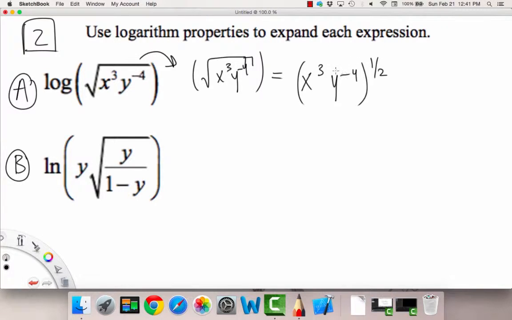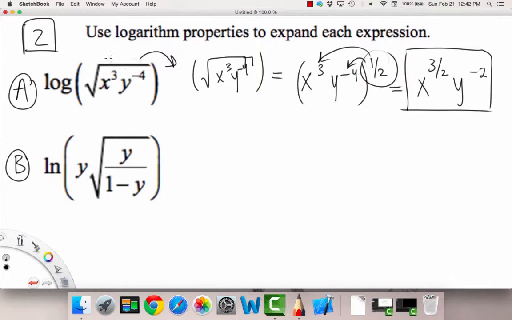Okay, and we can just use normal exponent properties, not of logarithms or anything special like that, but just multiplying or distributing this into each of those exponents. So we're going to get x to the 3/2 times y to the negative 4/2, which is negative 2 power. So now we have this inside of our log. That's the same thing as saying log of x to the 3/2 power times y to the negative 2. This is the problem that we're solving. I just simplified it a little bit.